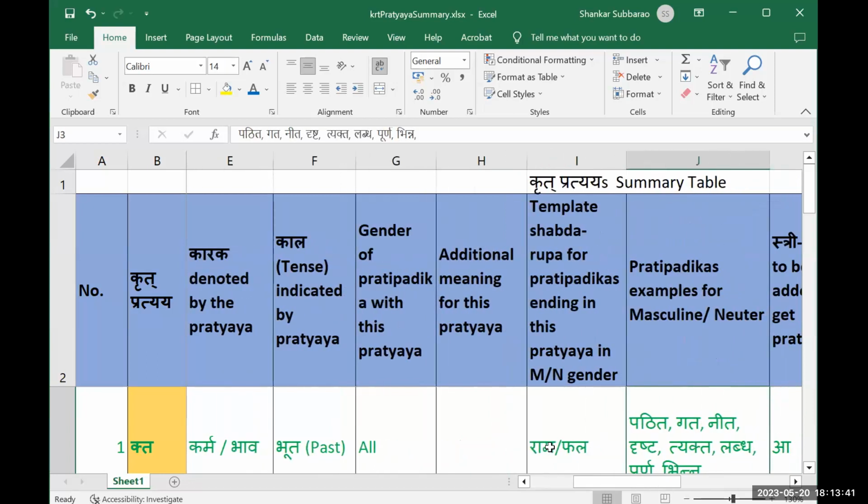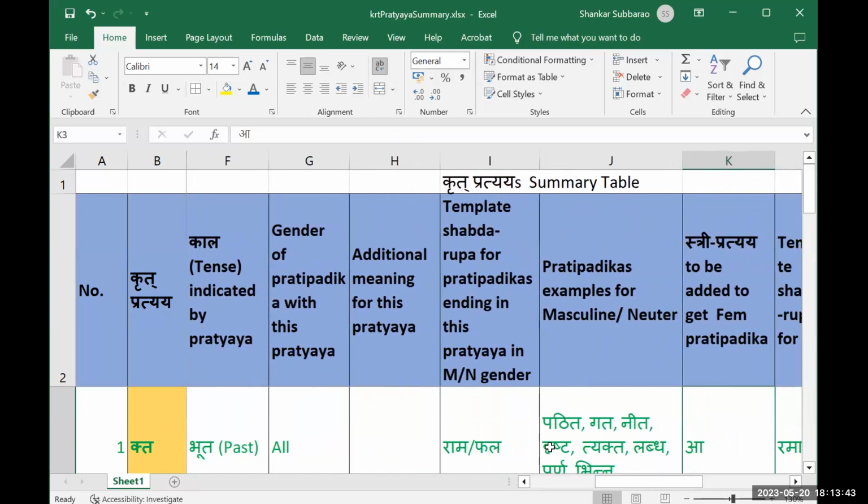Then what are the examples? Pathita. Pathita means what now? That which has been read. Gata, something which has been gone to. Nita, something which has been led, carried. Drishta, something which has been seen. Tyakta, something which has been given up. Labdha, something which has been gained. Then you have further. How do I make it more visible?